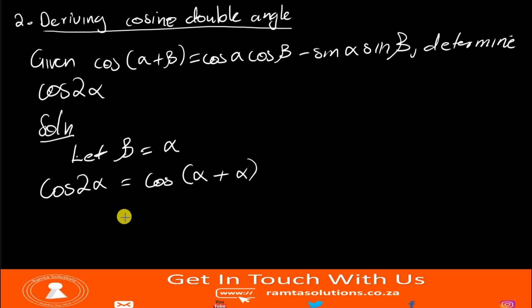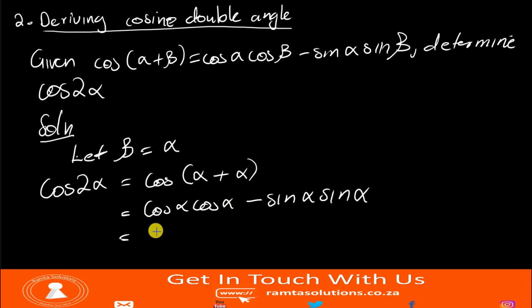Now, considering it to be a compound angle, we'll just say this is cos alpha cos alpha minus sine alpha sine alpha, isn't it? And what is this? This is cos square alpha minus sine square alpha. So this is one of the relationships that you can find. By the way, we are done. We have derived the formula for cos 2 alpha, that is the double angle for cosine.